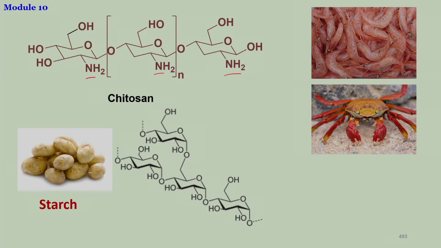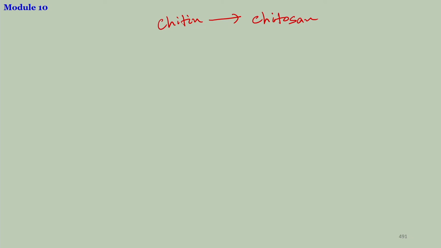So, since I am showing, I will show you also the structure of starch, another polysaccharide, which is basically a branched polysaccharide that is obtained in many foods such as potato. Starch is a major component. So, as you have seen, this is the structure of chitin.